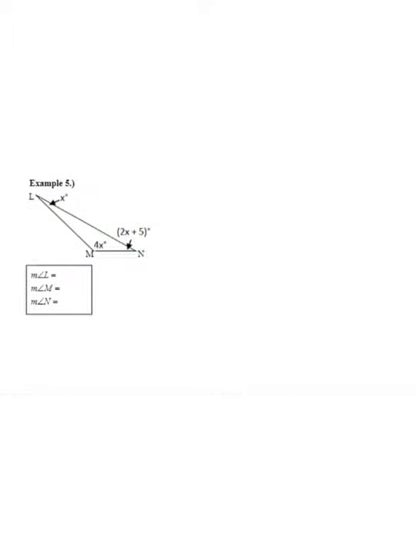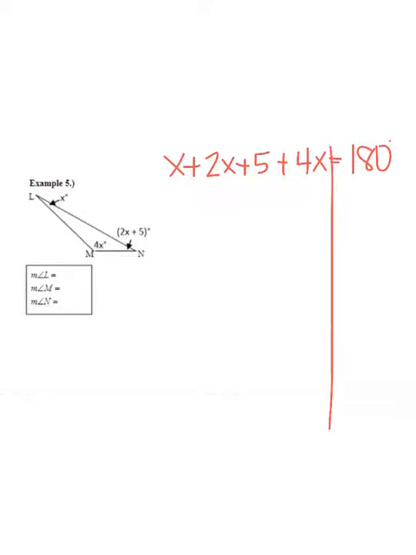Alright, same thing, just more complicated expressions. Our angles are x, 2x plus 5, and 4x. If we add all three of those together, it should equal 180. Triangles equal 180. So combine your like terms. We have x, 2x, and 4x. So 1 plus 2 plus 4 would be 7x. Bring down your plus 5 equals 180.